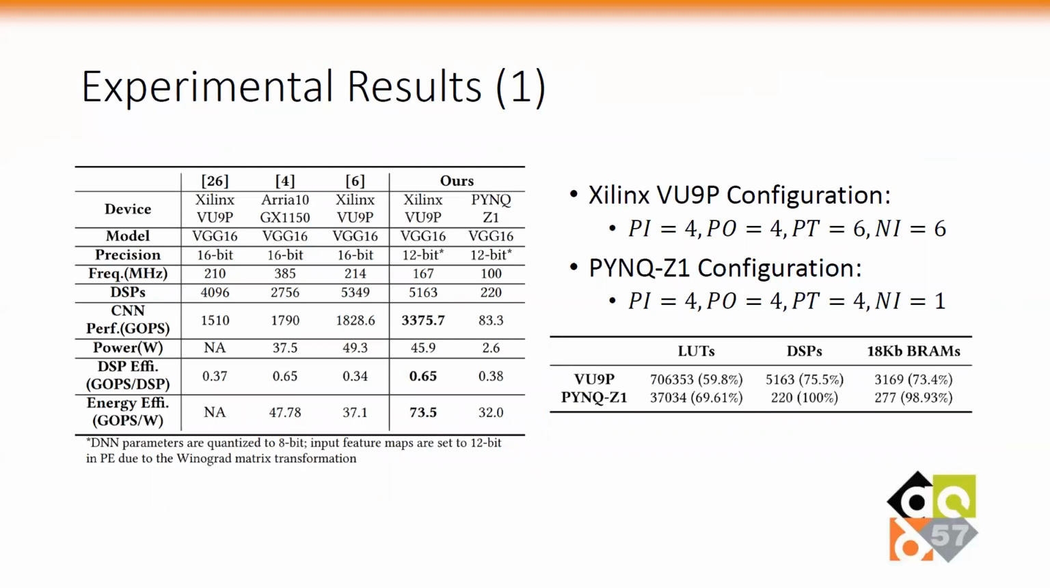In the experiments, we take VGG16 as the targeted DNN model and Xilinx VU9P and PYNQ-Z1 as targeted FPGAs. After going through our hybrid DNN flow, the configuration and resource utilization on these two platforms are shown on the right-hand side. We observe that the accelerator generated for the cloud FPGA VU9P achieves more than 3,000 GOPS performance and the highest energy efficiency.